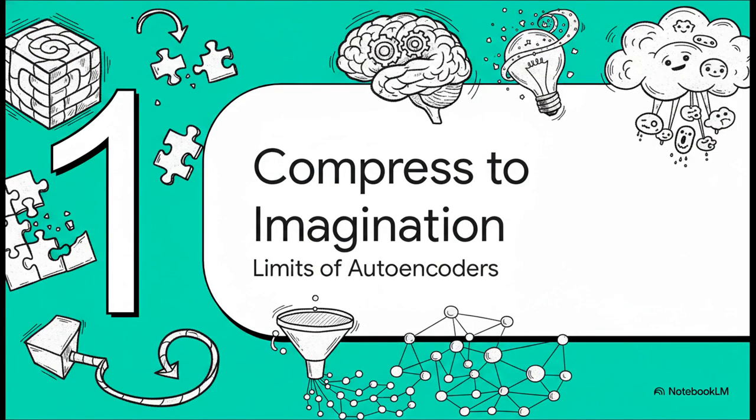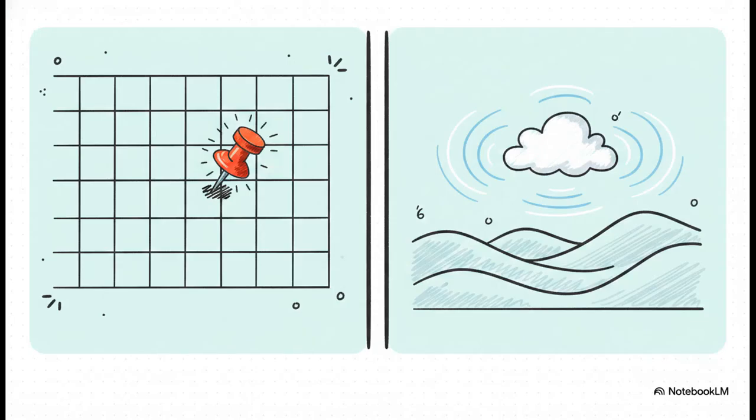From compression to imagination, and the limits of traditional autoencoders. Okay, so before VAEs came along, a basic autoencoder worked in two straightforward parts. An encoder compresses an input into a hidden, latent representation, and then a decoder reconstructs it. Simple enough, right? The whole goal is just minimizing reconstruction error. But there's a massive limitation here.